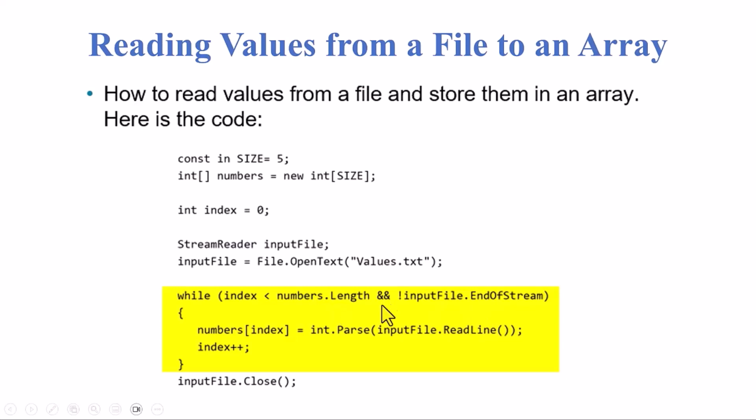Otherwise, we'd crash. Our numbers at index, whatever the index is, this is going to be increasing. We started with a 0 on here, and we parse the file and bring it in to numbers[0]. We increment the index by 1. Keep doing this over and over again until we get to end of stream, or we exceed the length of the array. And we close the file. That's really straightforward. That's all there is to it.